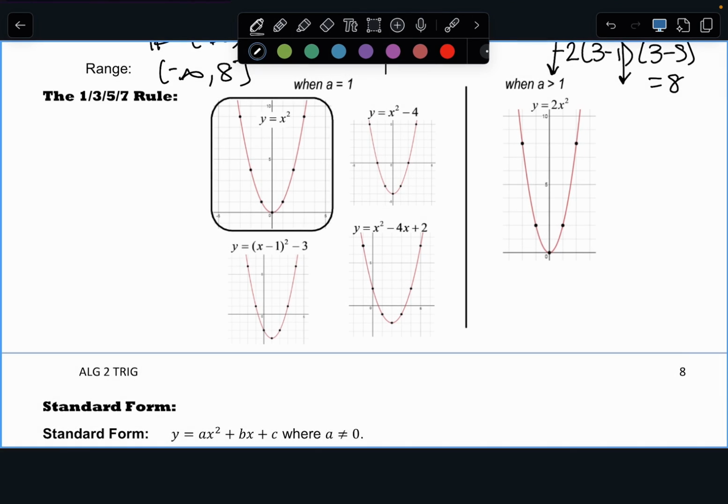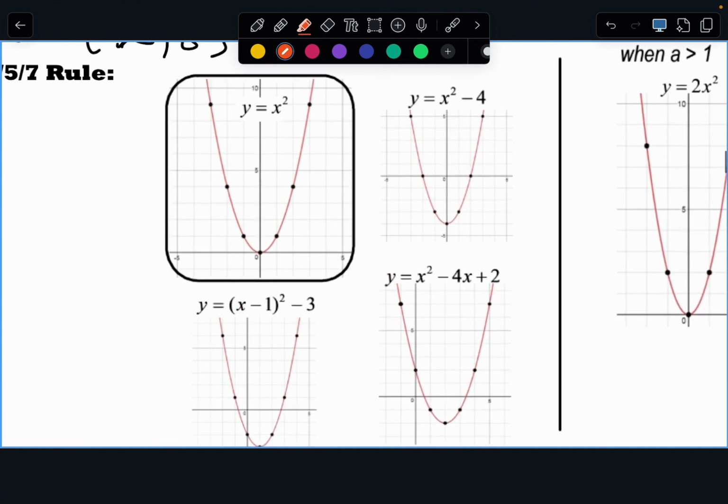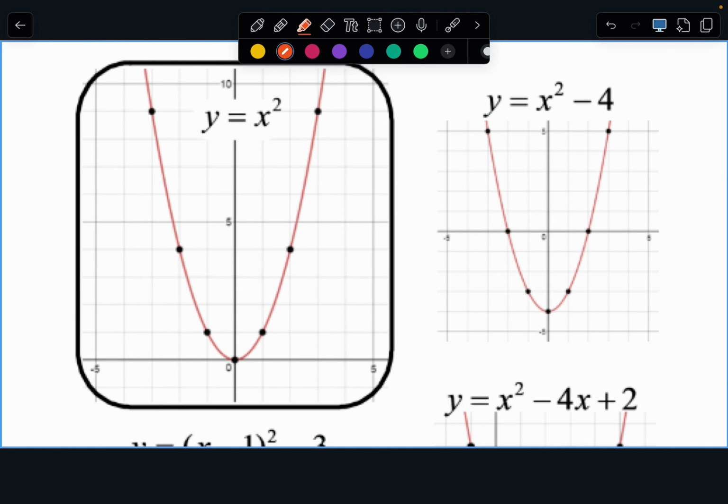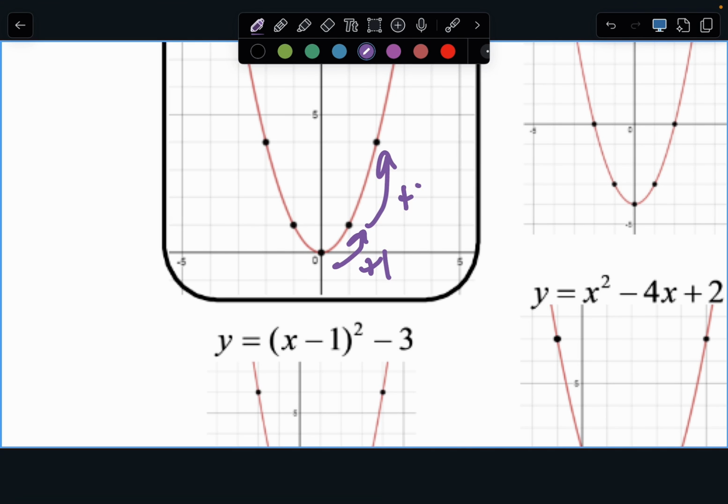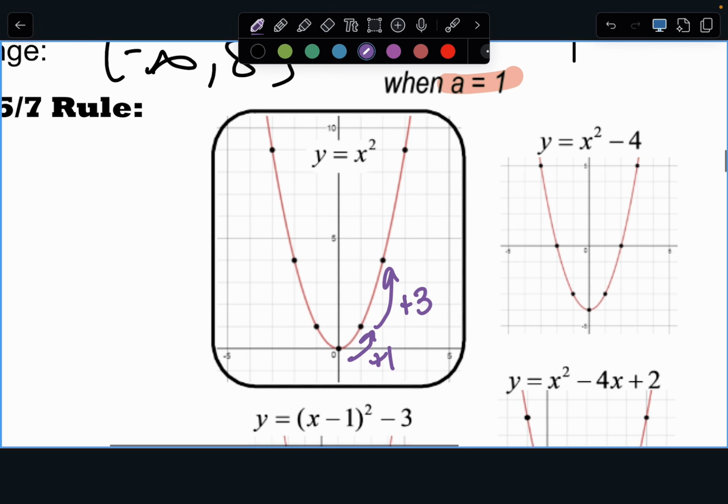If A is 1, let's observe some things about these graphs here. If I start at my vertex, how many units up do I have to go to get to my next point? Okay, I went up what? I went up 1. What about from this point to this point? Up 3, okay. What about that point to the next point? Up 5, okay. Same thing on the other side, up 1, up 3, so on.